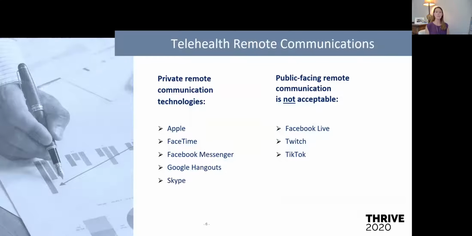So the types of communication that you can use that were included in enforcement discretion. The OCR wants you to use private remote communication technologies. So we are going to be using Apple, whether it's FaceTime, Facebook Messenger, Google Hangouts, or even Skype to communicate, but we want to make sure that it's a private communication.